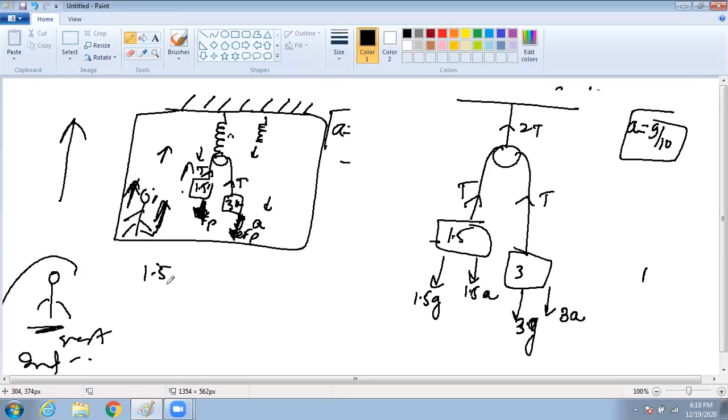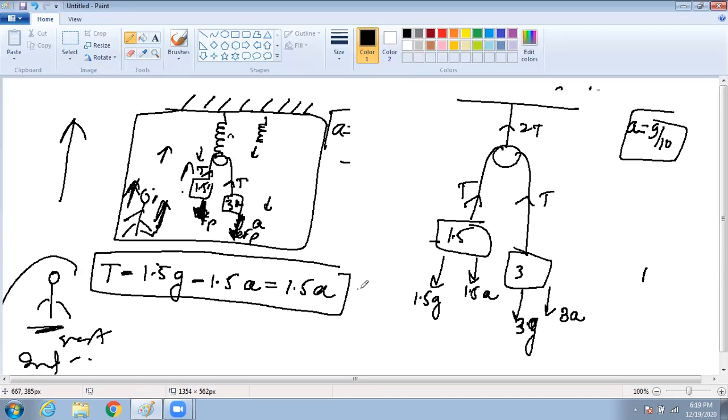So, can we write the equation for this? T minus 1.5g minus 1.5a is equal to 1.5 into a, correct? Sir, how did the last 1.5a come, sir? Pritam, this mass is moving up, beta. Net force equal to m into acceleration. So this is the net force. Mass of the body is 1.5 into acceleration.